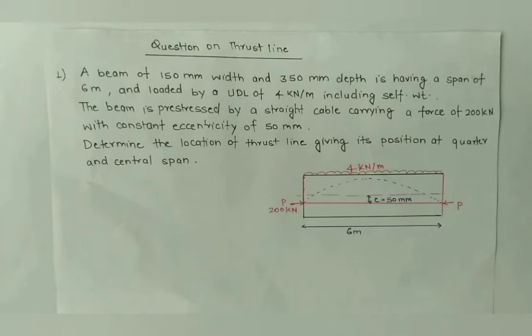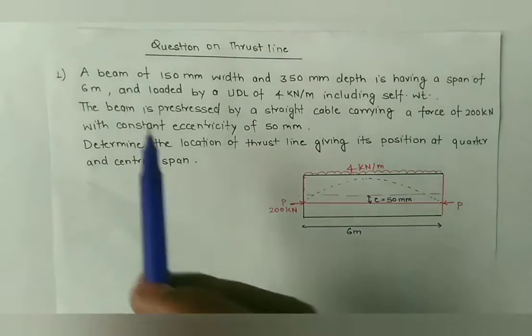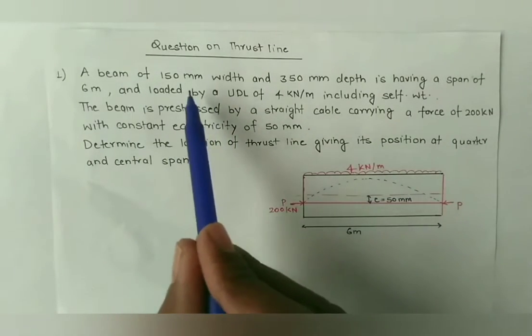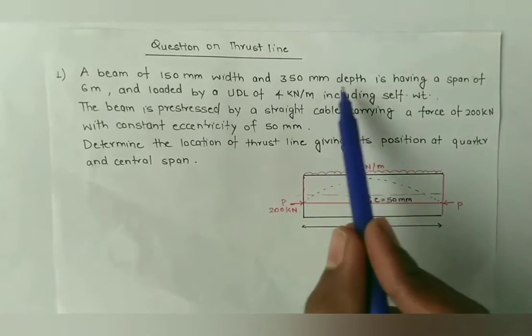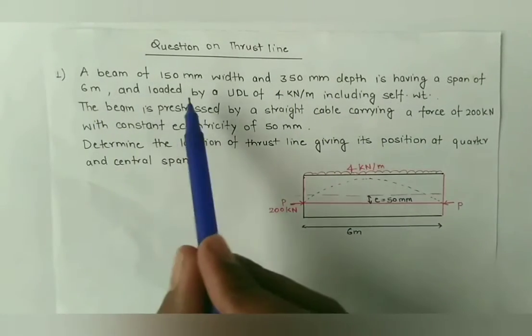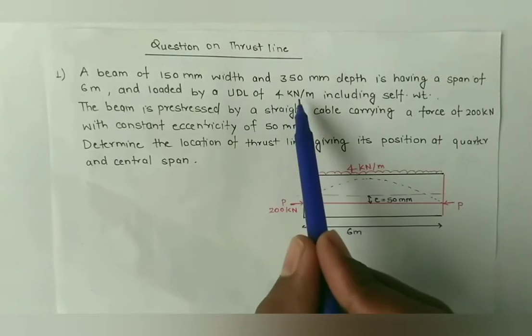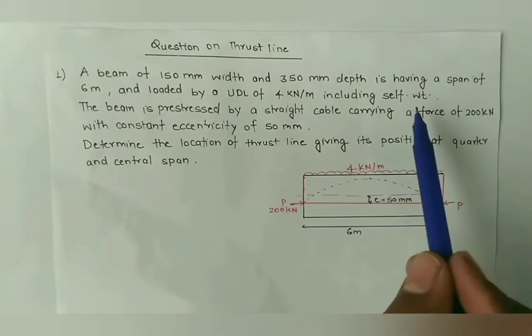In this video, I am going to solve a question on thrust line. A beam of cross section 150 mm width and 350 mm deep is having a span of 6 meter, and it is loaded by UDL of 4 kN per meter, including its self weight. Means we don't have to calculate self weight.